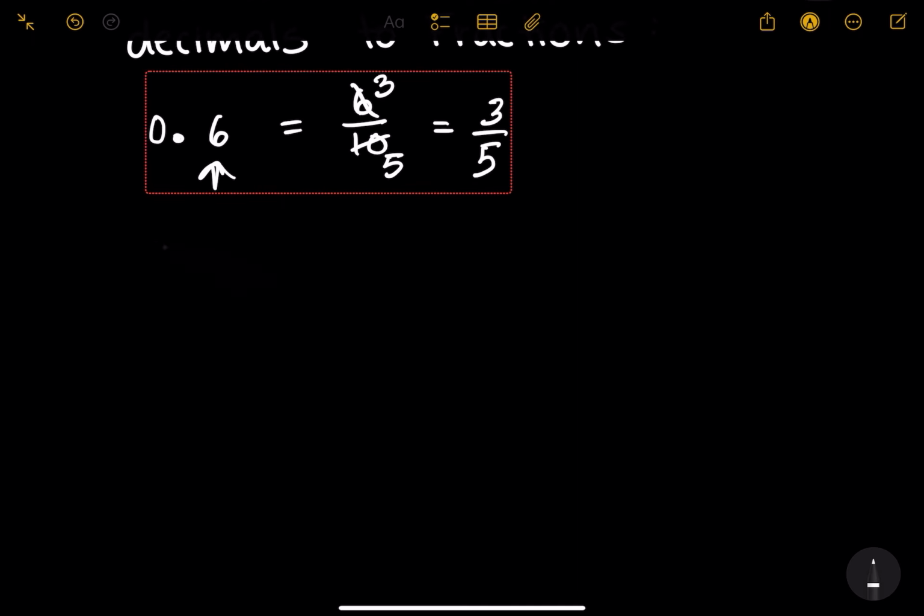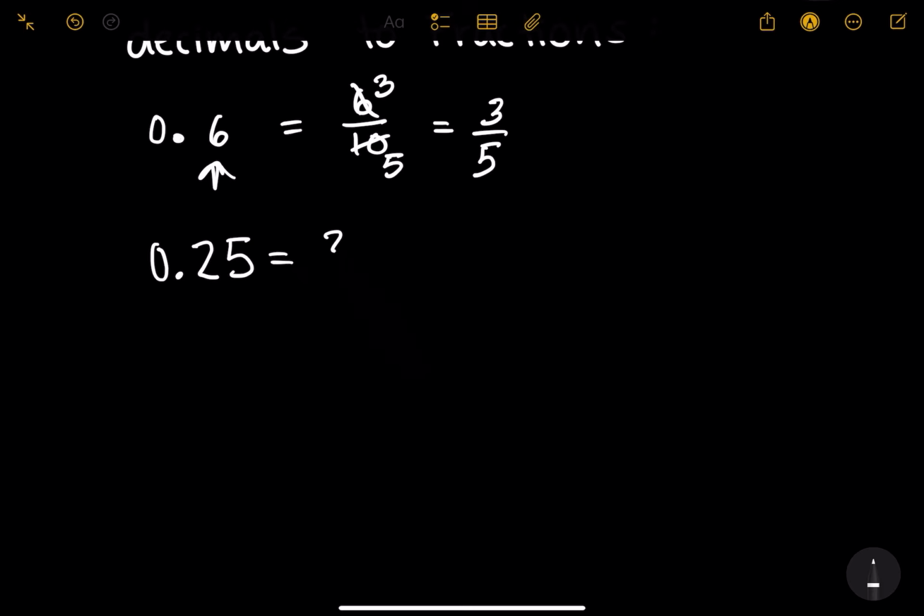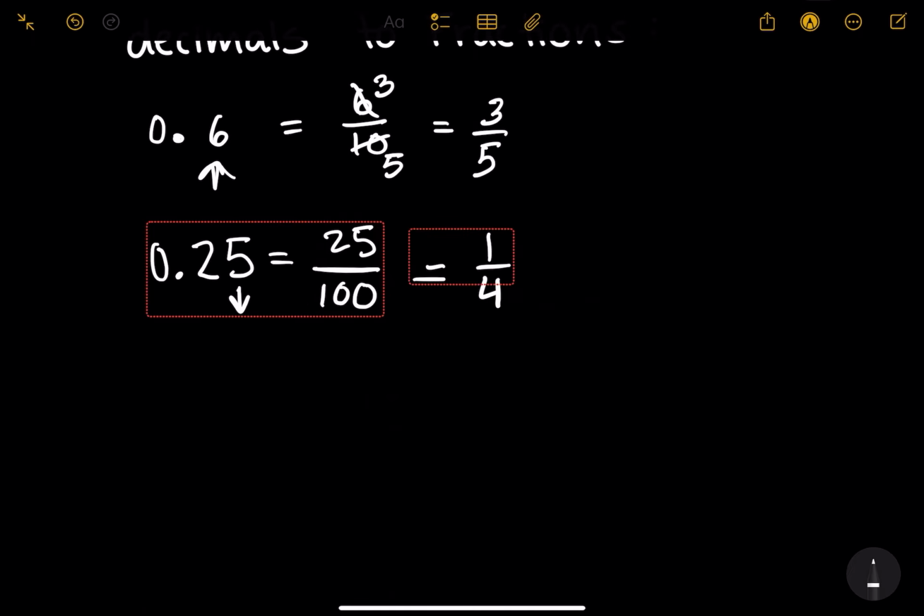Another example is 0.25. The 5 is in the hundredths place, so it's over 100. And when you simplify that, it becomes 1/4.